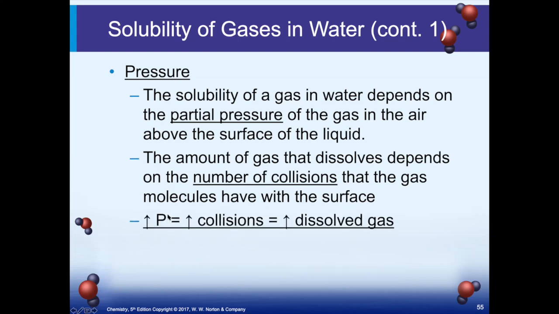And it's proportional. So if we increase the pressure of that gas hovering over the surface of the water, that's going to increase the number of collisions that occur between the gas and the surface of the water. And so that means that we're going to have an increased amount of dissolved gas, or the solubility of the gas goes up. So as the pressure of the gas goes up, the solubility of the gas goes up. That's the bottom line of it.